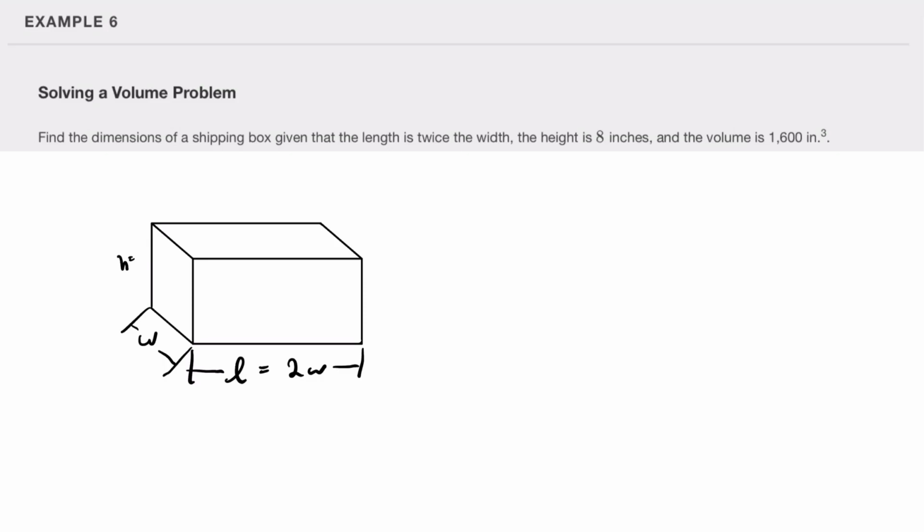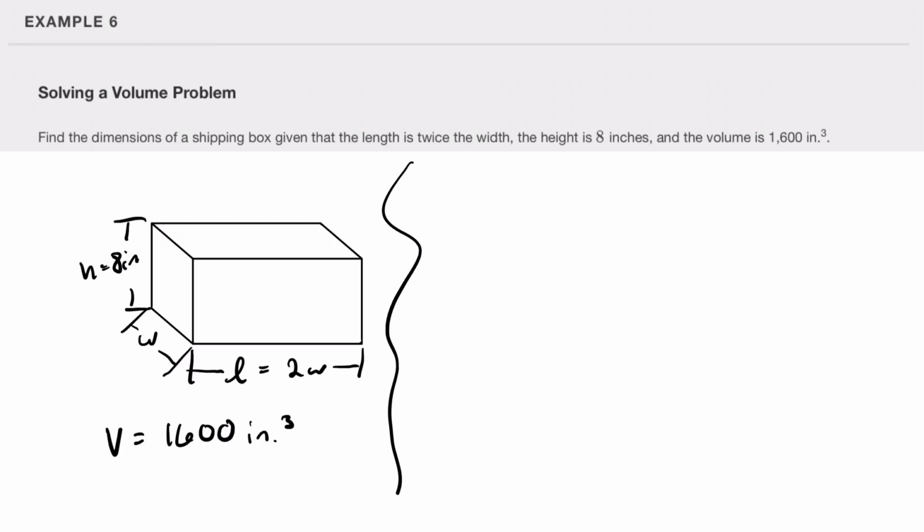Let me give myself some space. The height is 8 inches, and runs from here to here. We're also given that the volume equals 1600 inches cubed.